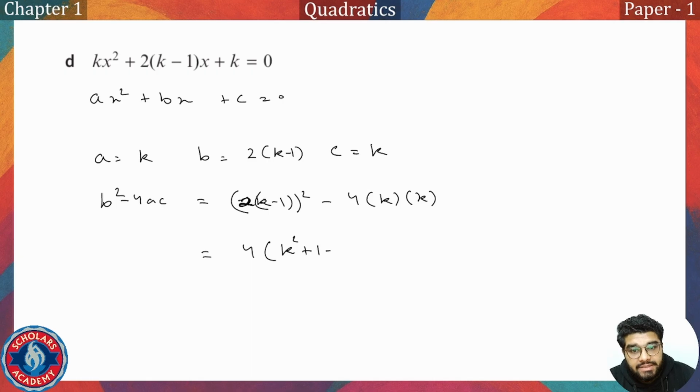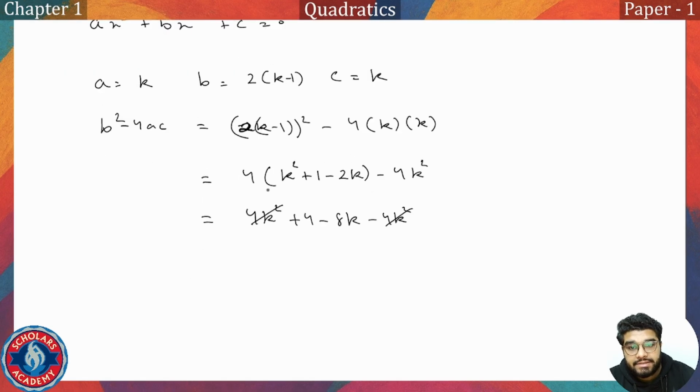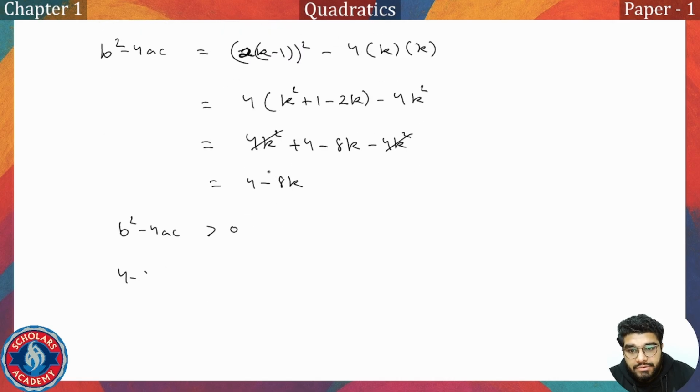k square plus 1 minus 2k minus 4k square. So if I open up this equation, we get 4k square plus 4 minus 8k minus 4k square. This 4k square gets cancelled out. What I get is 4 minus 8k, right? For getting two distinct real roots, b square minus 4ac should be greater than 0. So 4 minus 8k, that is the value of b square minus 4ac, should be greater than 0.